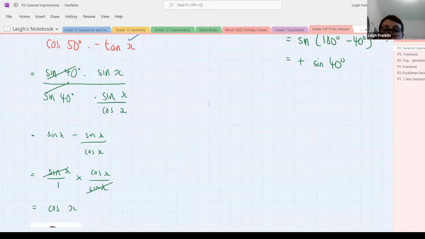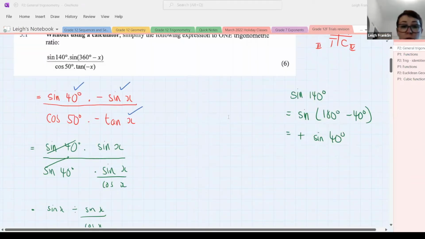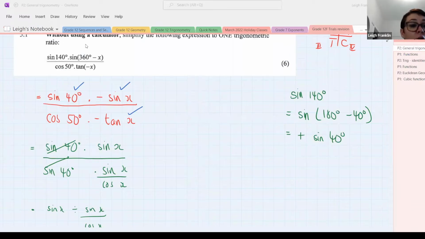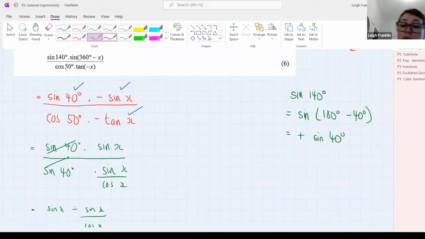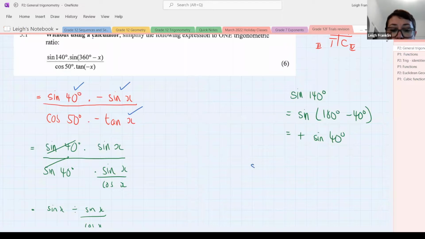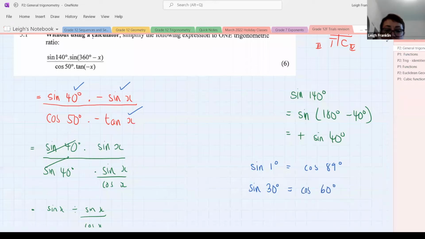Tsinolo, Tsipiso, these are your grade 11 co-ratios, which you absolutely have to know in order to be successful at matric trigonometry. In other words, the sine of 1 degree is the same as the cos of 89. Or the sine of 30, a special angle, is the same as the cos of 60. So remember, sine and cos are co-ratios. When they add up to 90, they're equal to one another.